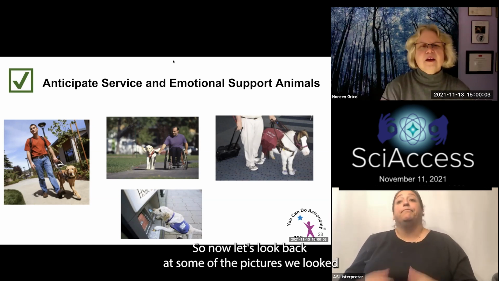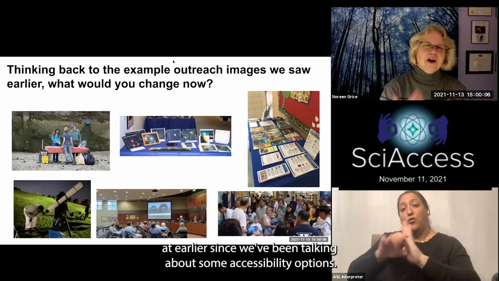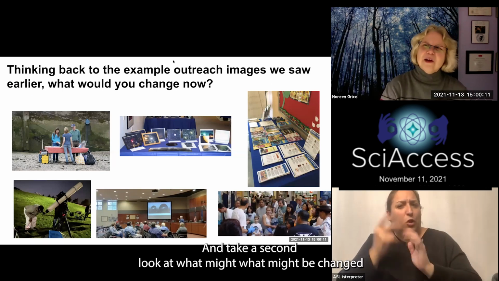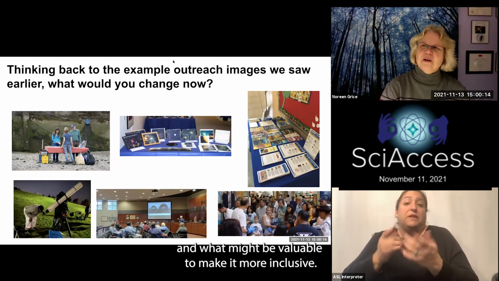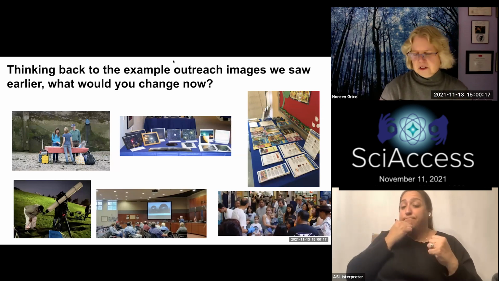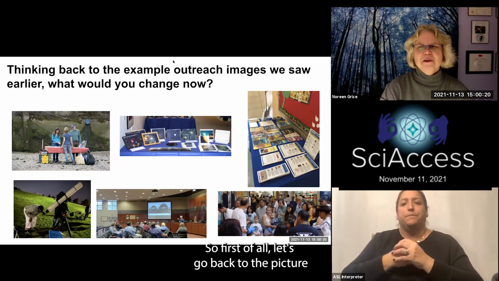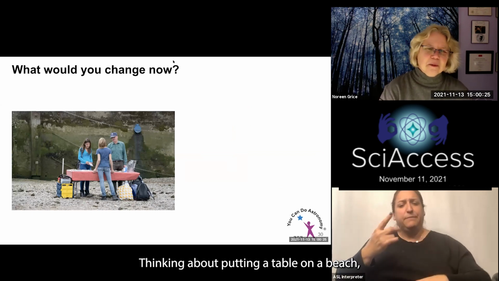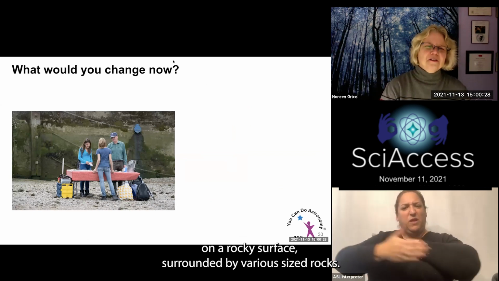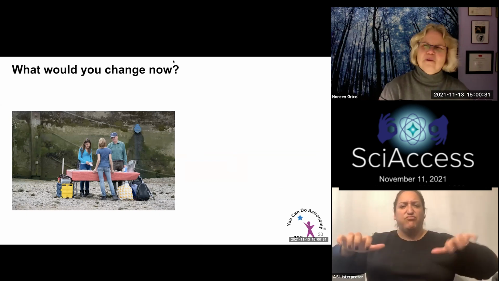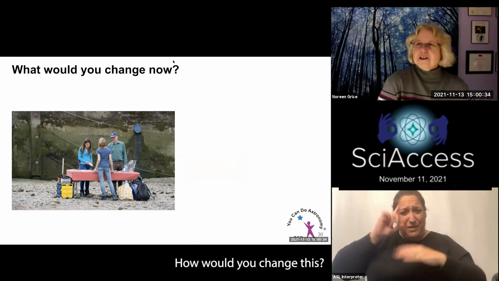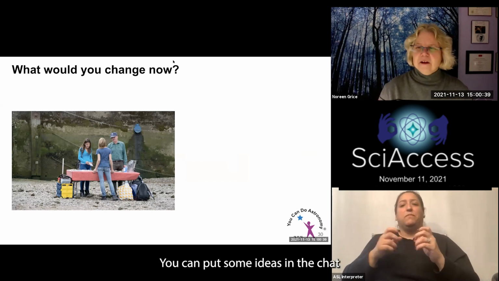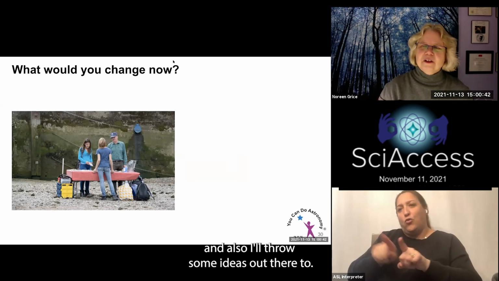So now let's look back at some of the pictures we looked at earlier, since we've been talking about some accessibility options, and take a second look at what might be changed and what might be valuable to make it more inclusive. So first of all, let's go back to the picture of the table on the beach. Thinking about putting a table on a beach on a rocky surface surrounded by various size rocks. What do you think? How would you change this? How could you make this better? You can put some ideas in the chat, and also I'll throw some ideas out there too.